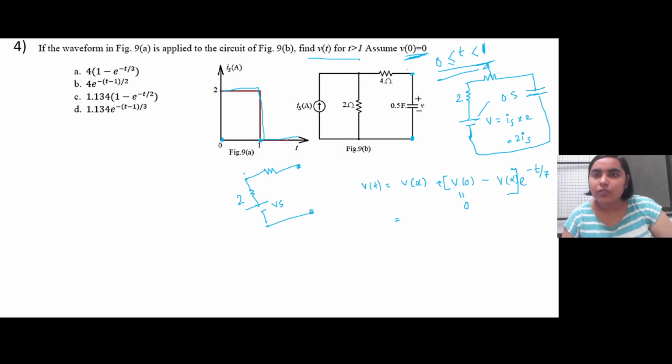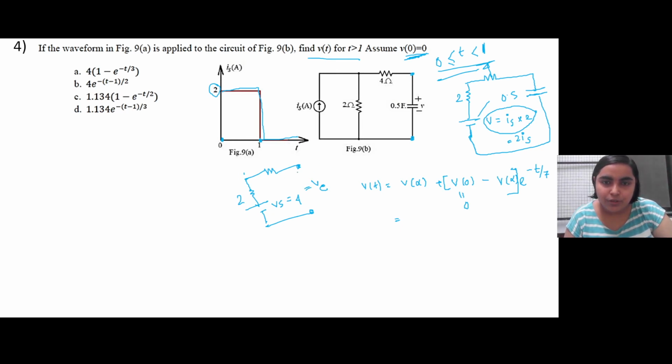So between 0 and 1, what will Vs be equal to? The current is 2 ampere, it is given in the question. So Vs will be equal to 4 volt, 2 into the resistance 2. So this entire voltage will appear across this Vc, the capacitor voltage, since at steady state, just before switching, between this time interval 0 to 1, it will be V equal to 4 volt, right?